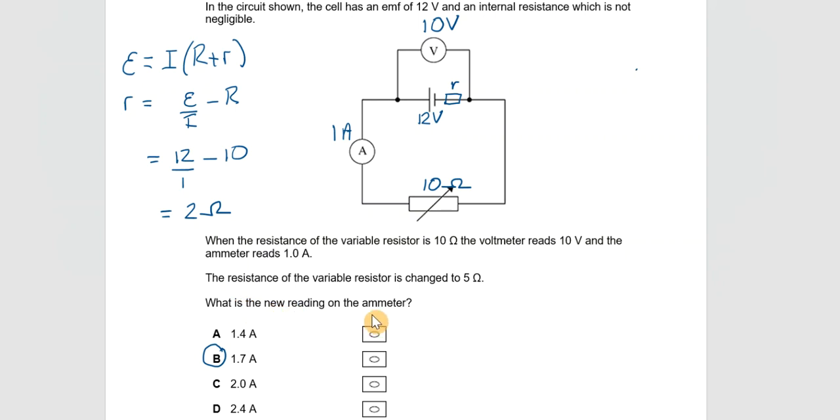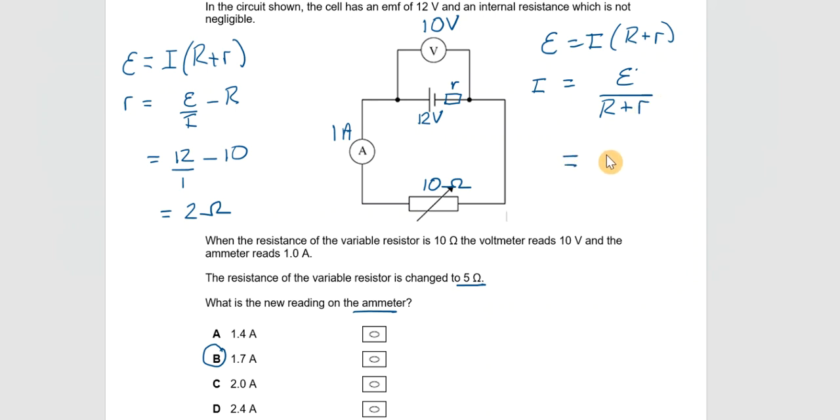And what we want to find is the new reading on the ammeter when the new external resistance, or the variable resistor, is 5 ohms. So I'm now going to use exactly the same equation, but this time I'm going to make I, or the current, the subject. So the current is going to be equal to the EMF over the total resistance, which is the external resistance plus the internal resistance.